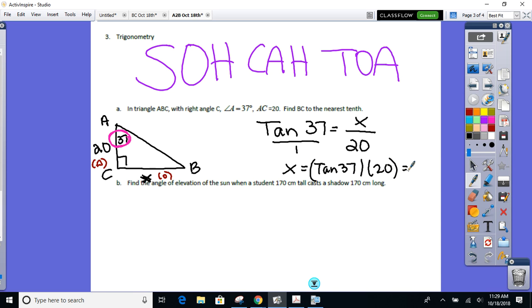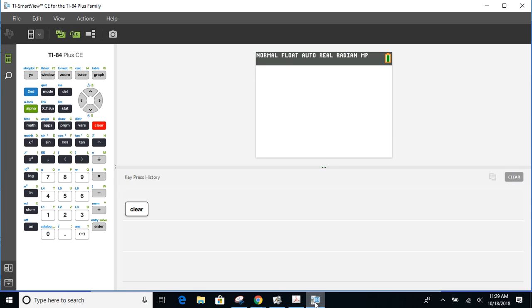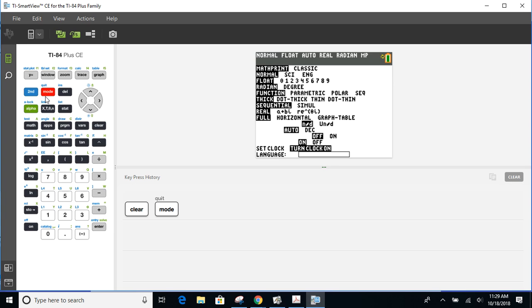Now some of you aren't going to get the correct answer. This is 37 degrees, so your calculator has to be in degree mode right now. This is not 37 radians, 37 degrees. So in your calculator, make sure we're in degree mode. I'm not.